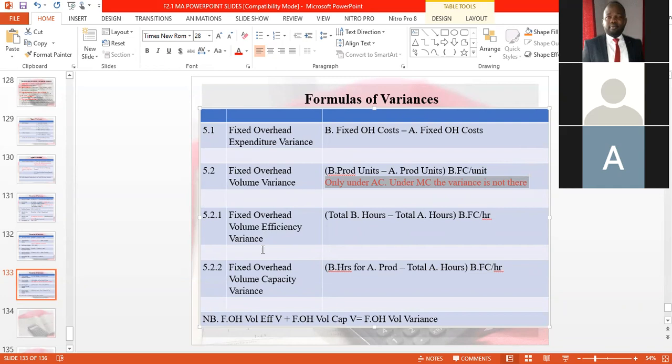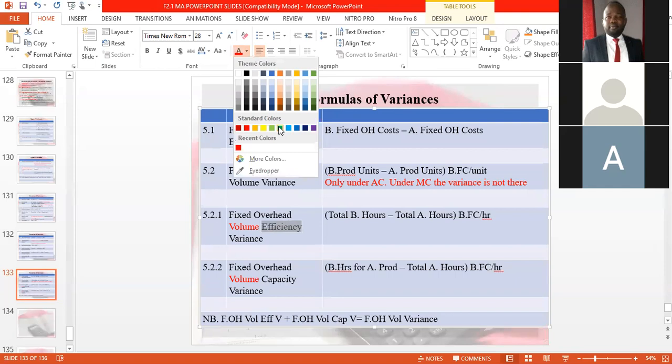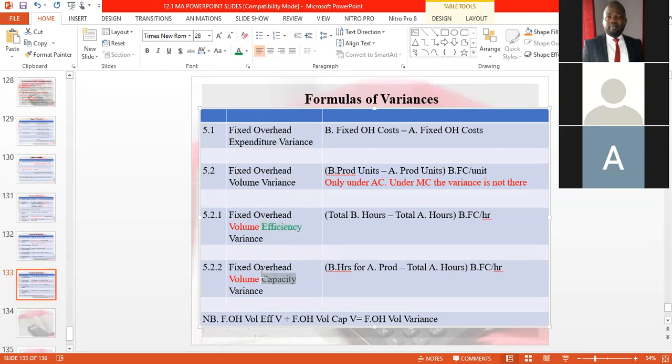Fixed overhead volume is subdivided into two. You can see the word volume there, and there is also the word volume there, so don't confuse that. There is volume efficiency and there is volume capacity. So take note of that. We have fixed overhead volume efficiency and fixed overhead volume capacity.